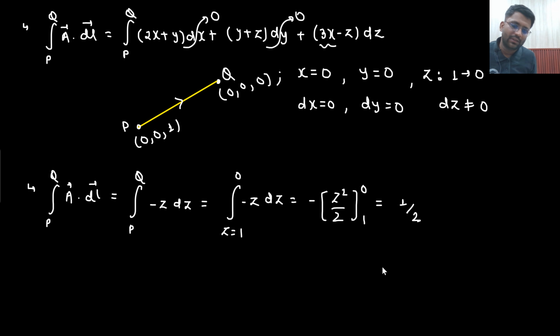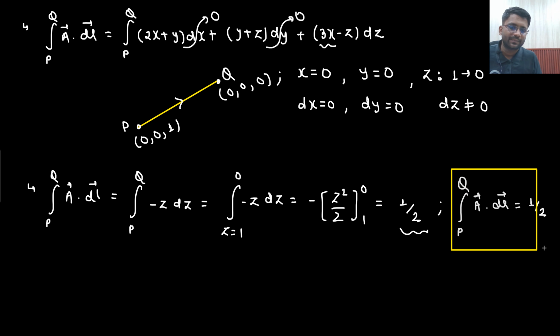So the first answer we have got here is 1 by 2. From P to Q, A dot dl is coming out to be 1 by 2. So here again I am writing down from P to Q, A dot dl is coming out to be 1 by 2, keeping in a box. Okay.